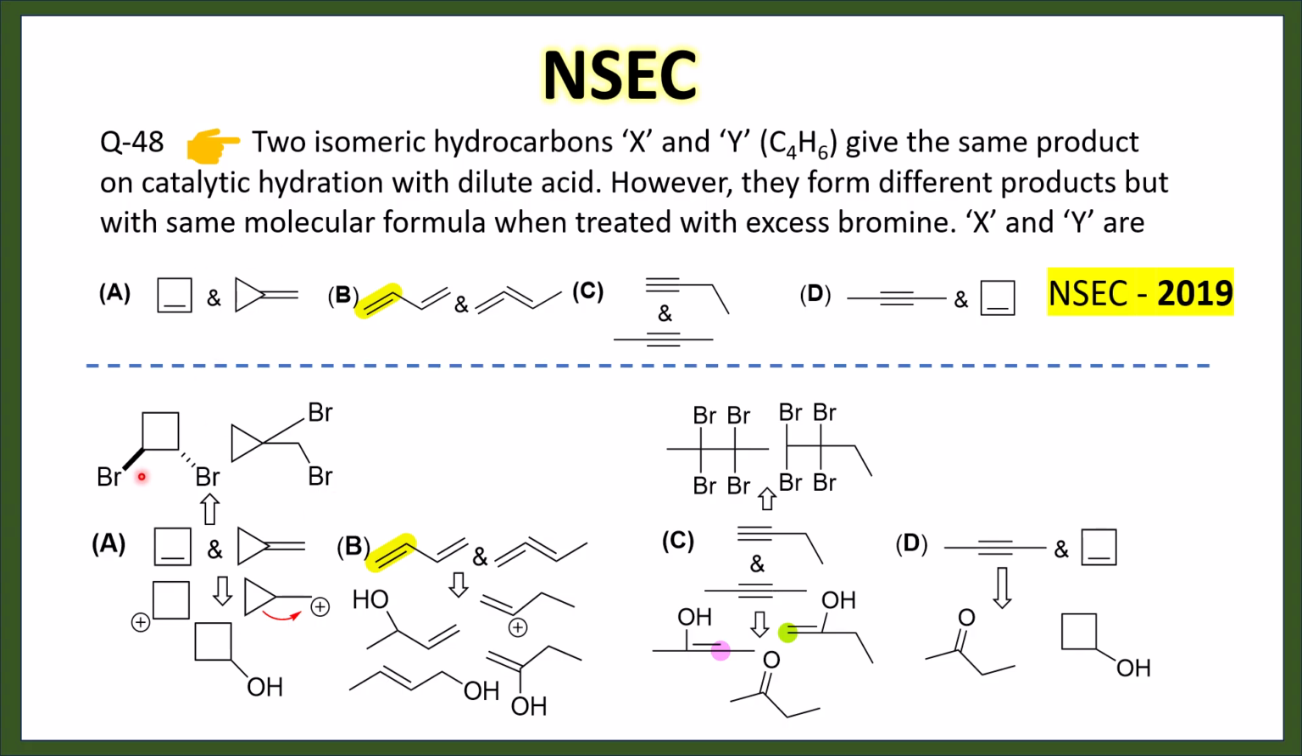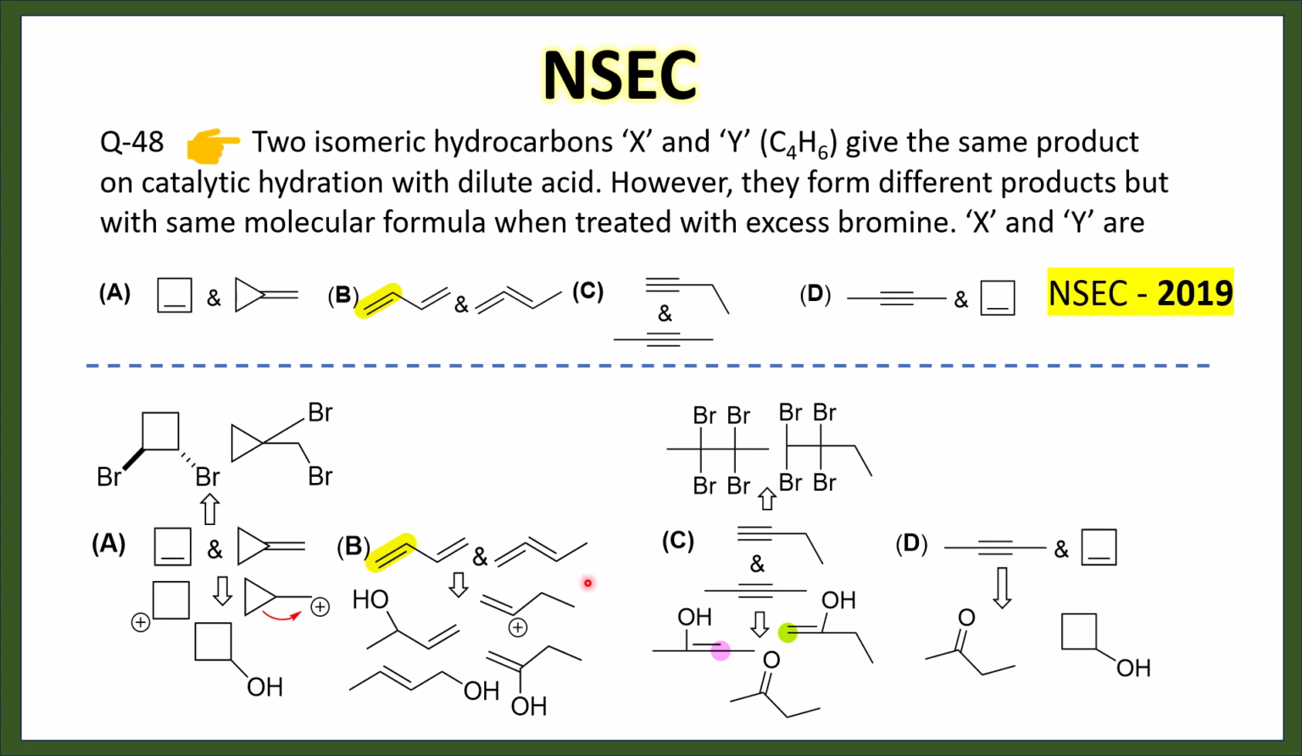Okay, but bromination gives the dibrominated product. Here this is anti addition, whereas this bromination gives this product. So that means the same molecular formula but different bromination products. So this is the right option, meaning match option.